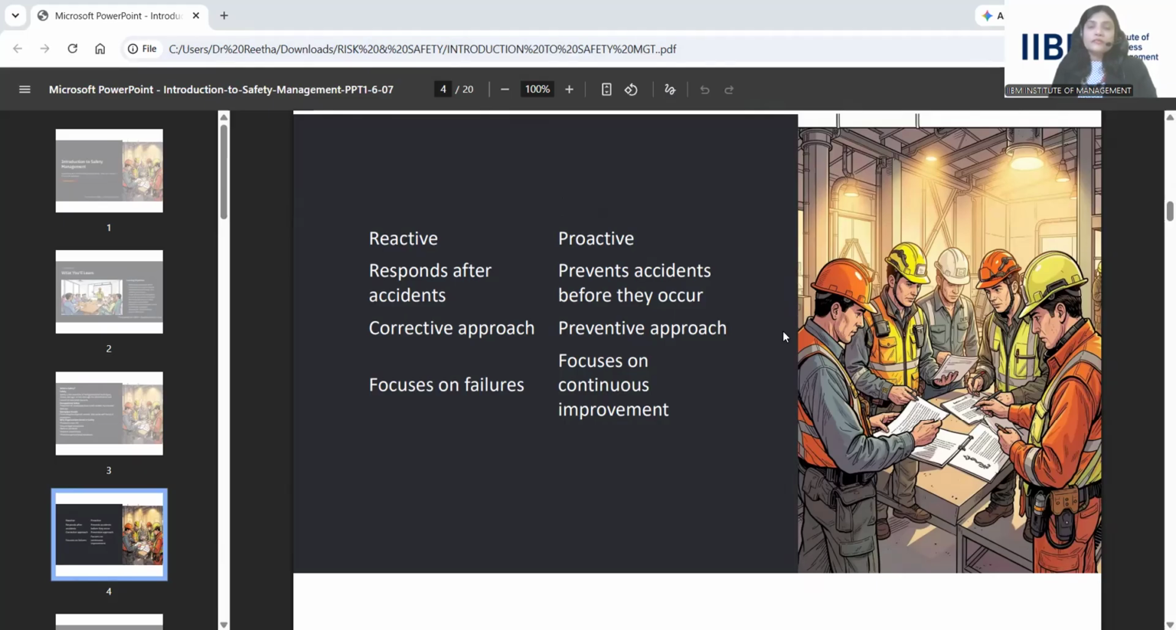You don't even want that to happen in the first place. And reactive focuses on failures, whereas when we speak about proactive, it focuses on continuous improvement. We're not just stopping or looking at failures. We are looking at continuous improvement and avoiding them continuously. So there is a lot of difference between the reactive and proactive approach as far as safety is concerned.